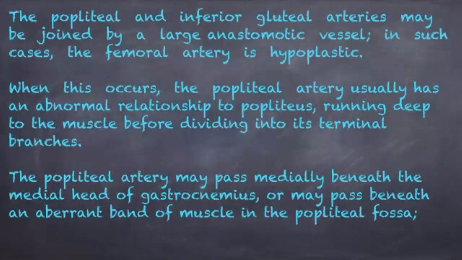The popliteal and inferior gluteal arteries may be joined by a large anastomotic vessel. In such cases, the femoral artery is hypoplastic. If the inferior gluteal vessel, which is present at the hip region, and the popliteal artery anastomose, in such a case the femoral artery is hypoplastic, that means not well developed. When this occurs, the popliteal artery usually has an abnormal relationship to the popliteus, running deep to the muscle before dividing into its terminal branches.